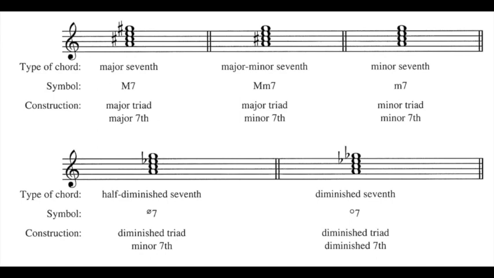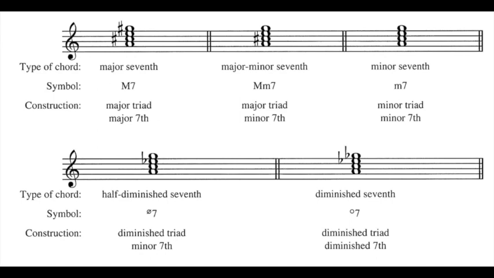The first chord we see is our major seventh, and it's notated with a capital M and a 7. With our major seventh, we have a major triad on the bottom, and then we add a major seventh on top of that. One way to figure out a major seventh is to go to your root and move down a semitone. So in this case, A is our root, our seventh is G sharp.